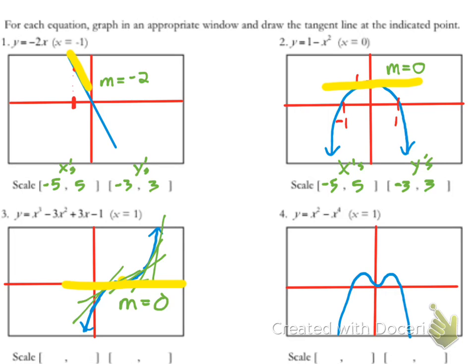Finally, then there's this x squared minus x to the 4th. Definitely use a graphing utility. I'm using that same window, by the way.